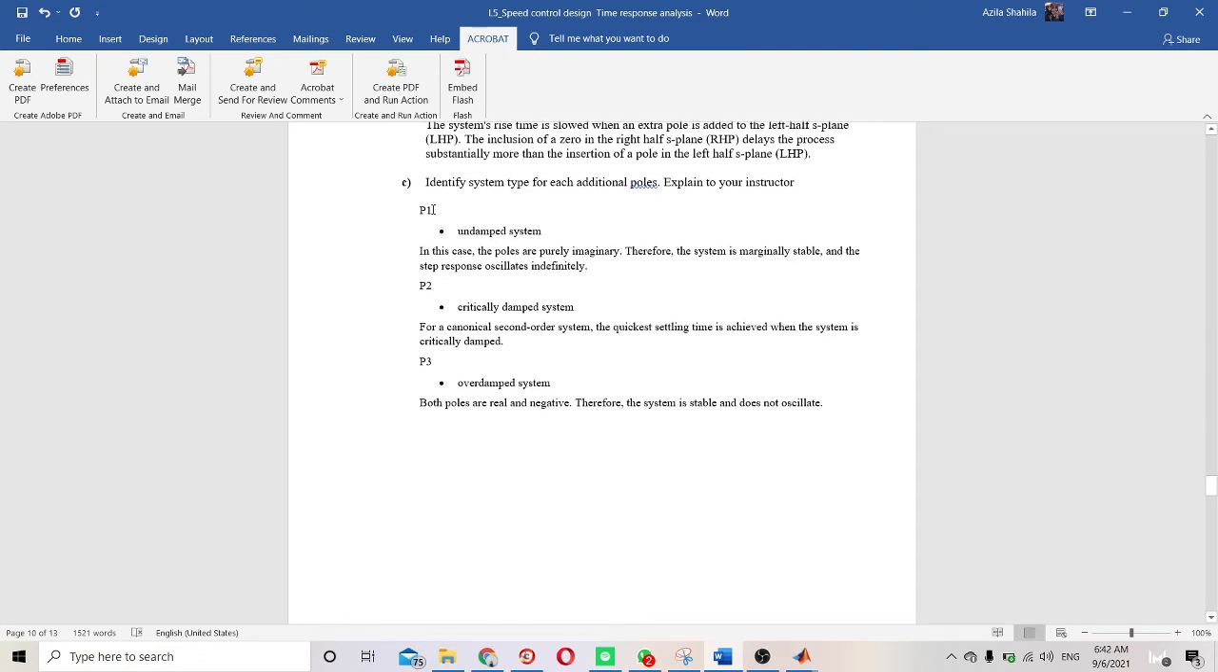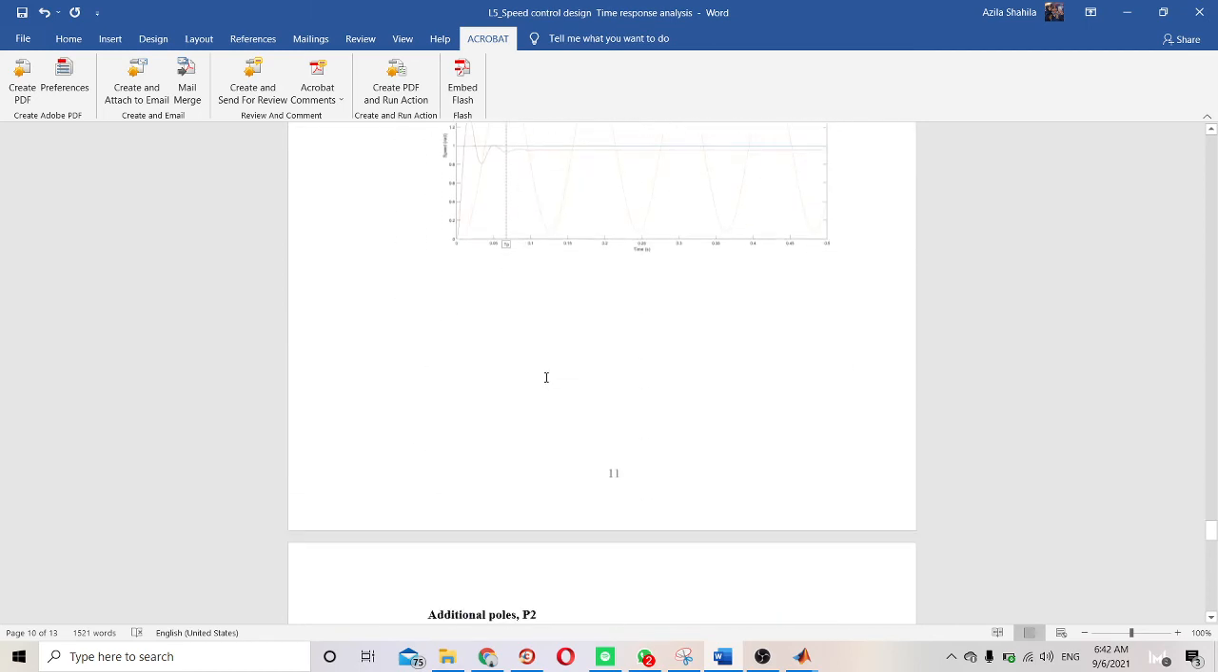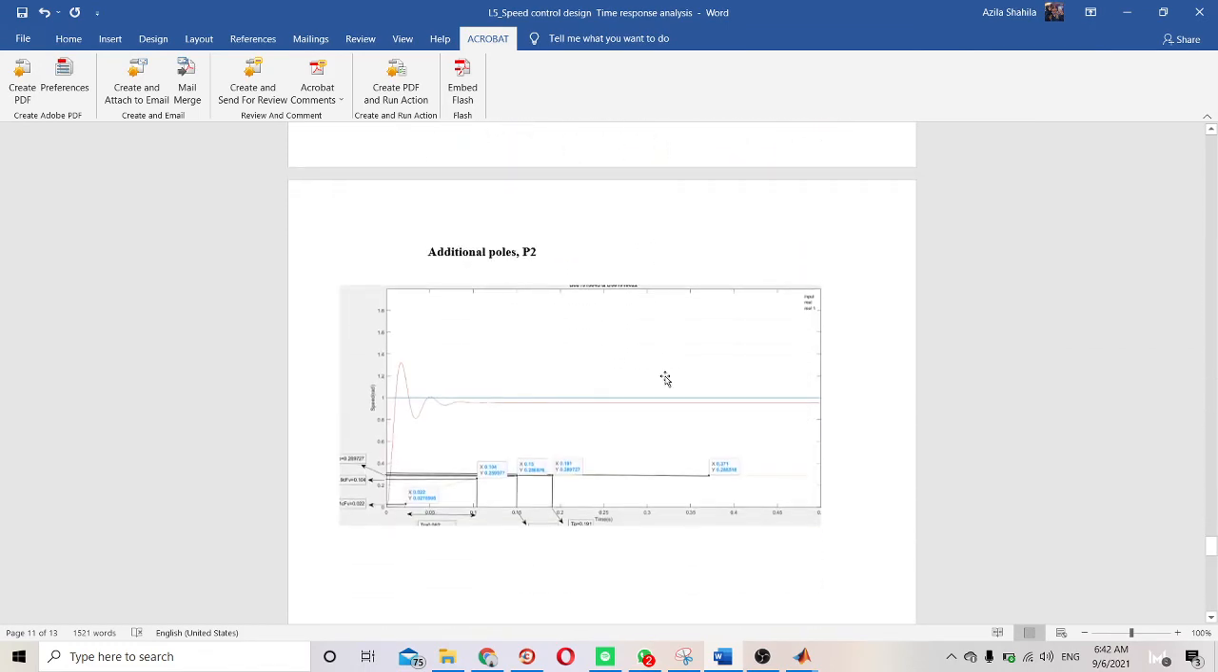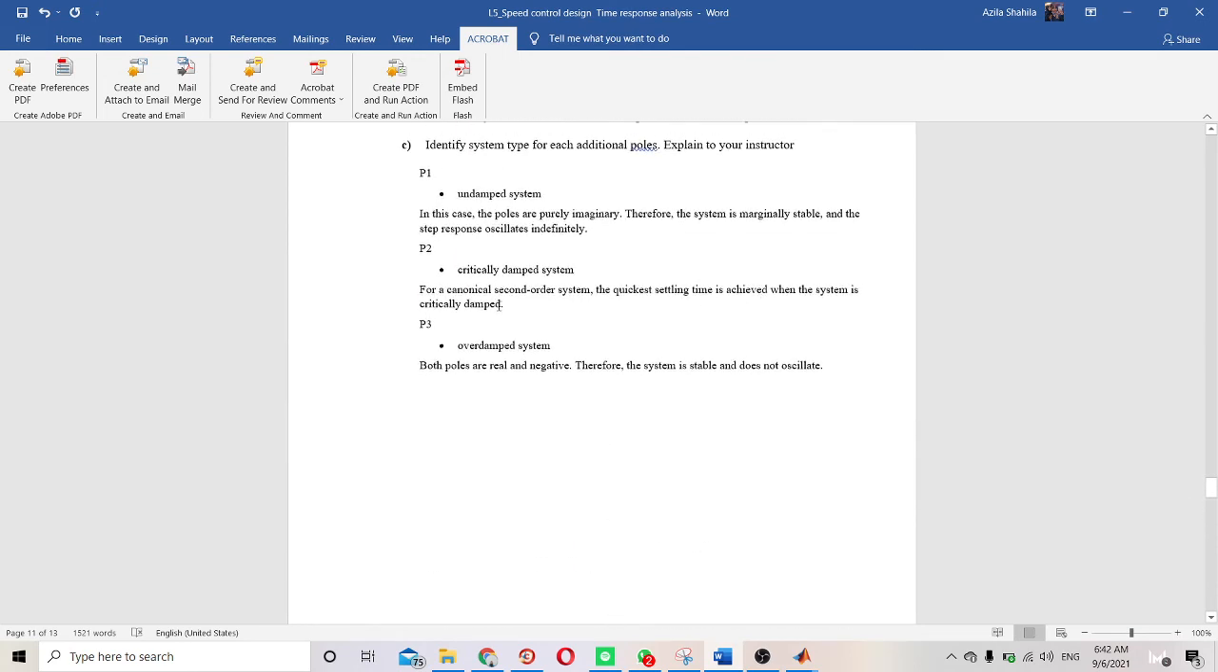Okay, the C question is to identify the system for each additional pole. Explain to your instructor. Okay, for pole 1 it is an undamped system, based on the graph P1. In this case, the poles are purely imaginary. Therefore, the system is marginally stable and the step response oscillates indefinitely.